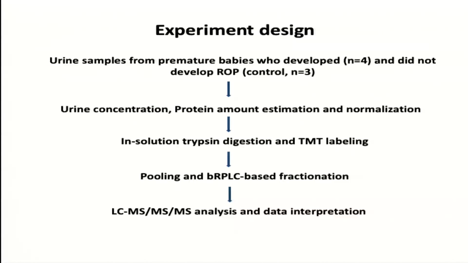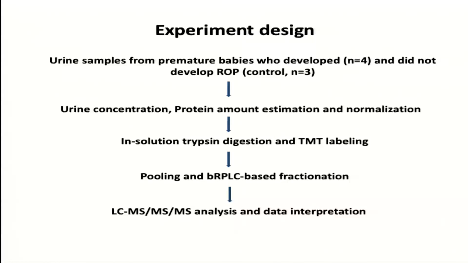In our experiment, urine samples from premature babies who developed retinopathy of prematurity and those who did not were compared. The urine samples were concentrated by passing them through a 3 kilodalton filter. The protein amount in each of them was estimated and normalized. An in-solution digestion with trypsin was done, and the samples were then labeled with TMT.